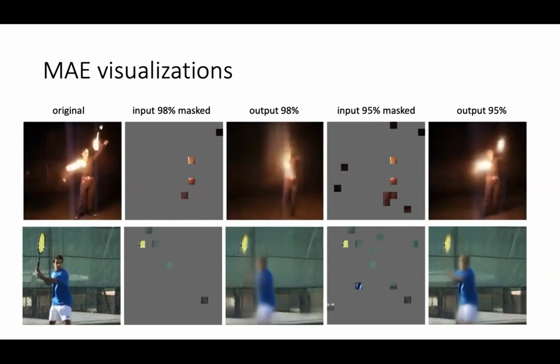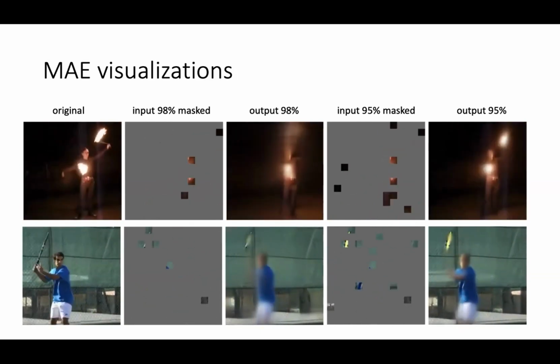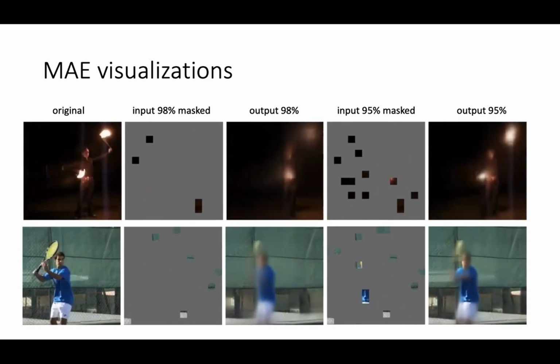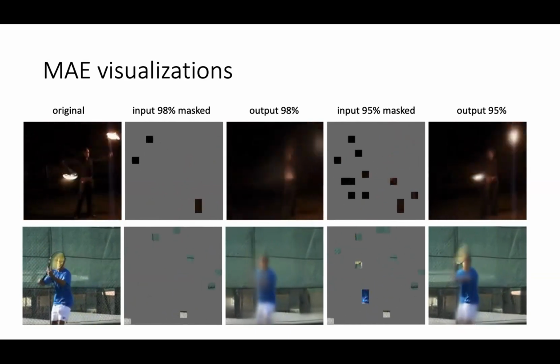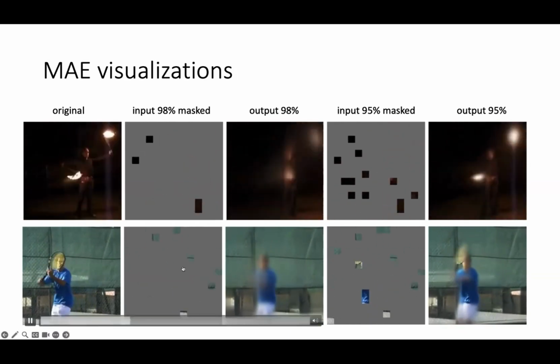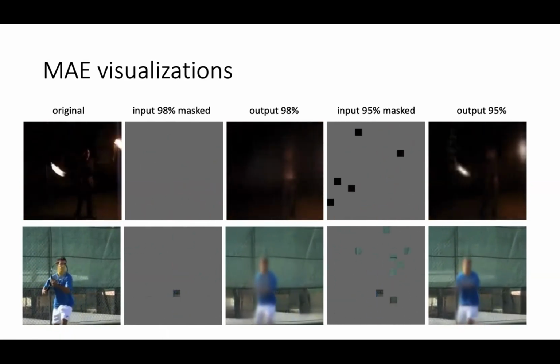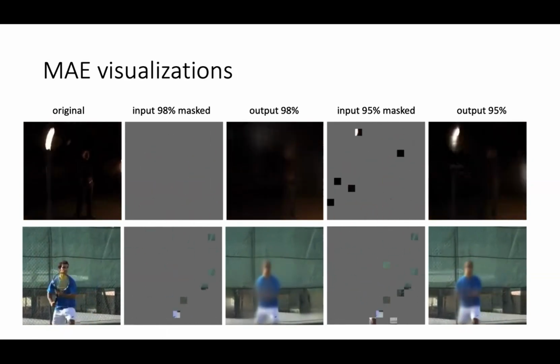So this suggests that the model is learning quite rich information or representation that can actually reason about what is happening here, because it doesn't really see much about this tennis player, for example, but it can quite well reconstruct the motion of the tennis racket and so on, with just seeing a little bit of the input.